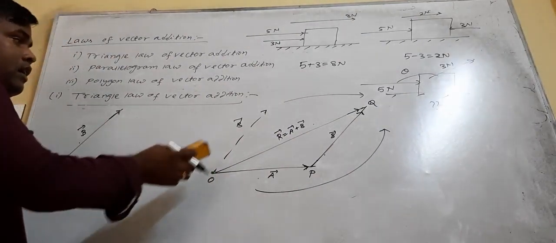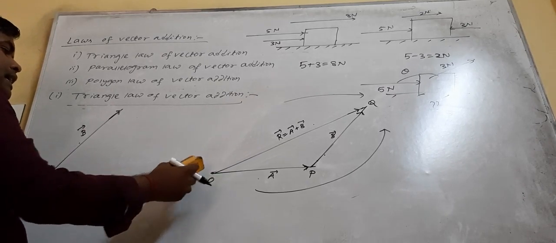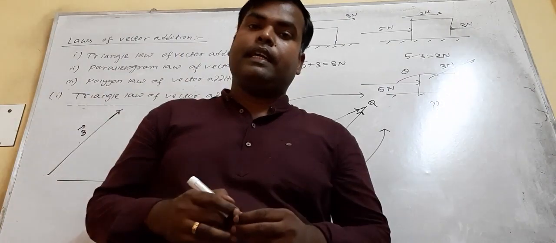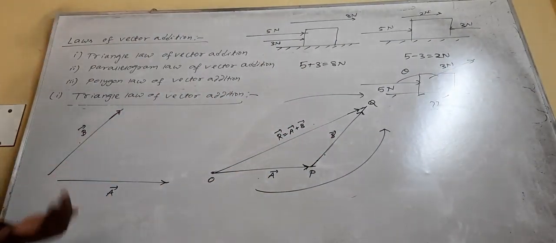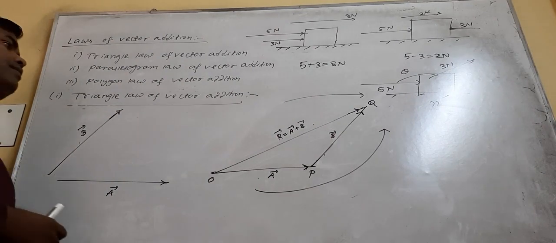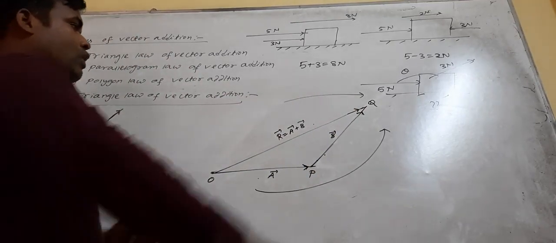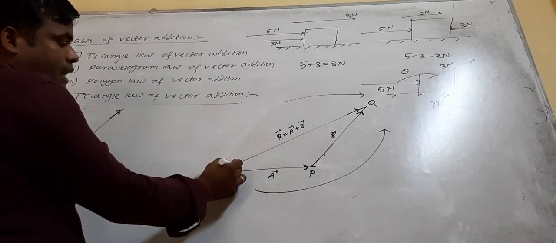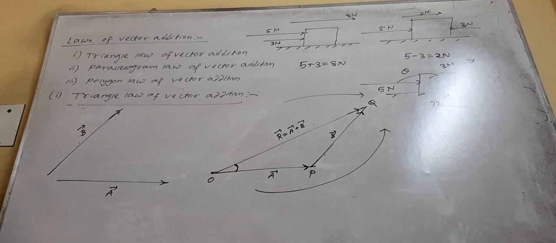So to apply the triangle law, the two vectors are represented in a triangle such that the two vectors are taken in the same order. So what is the magnitude and what is the direction of the resultant vector? OQ represents the resultant vector, meaning the OQ length gives you the magnitude, and from this angle I can get the direction of the resultant vector.